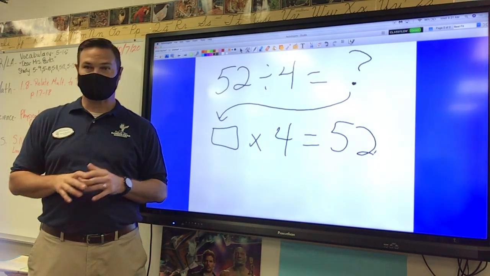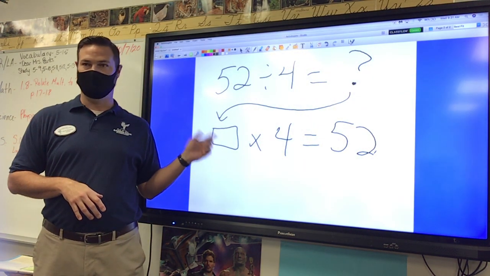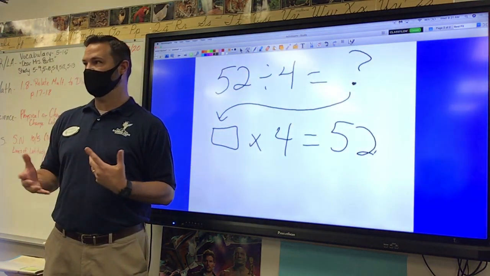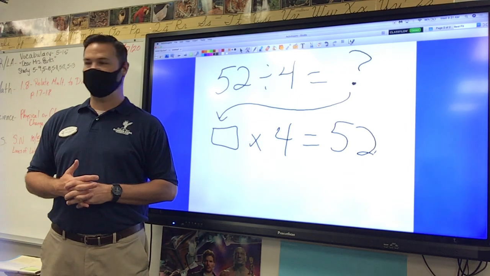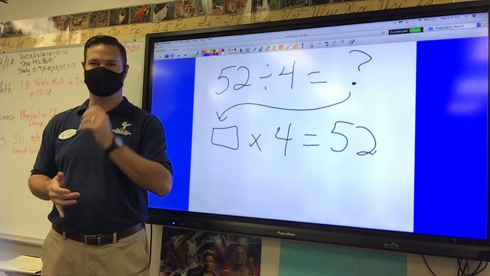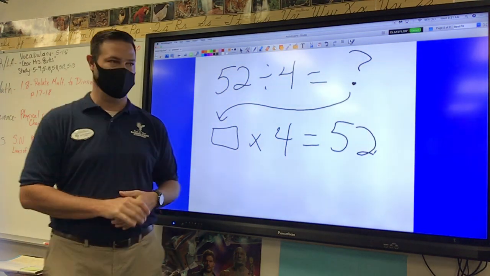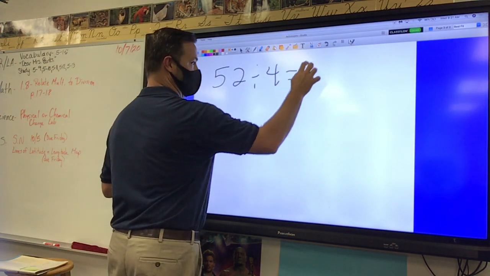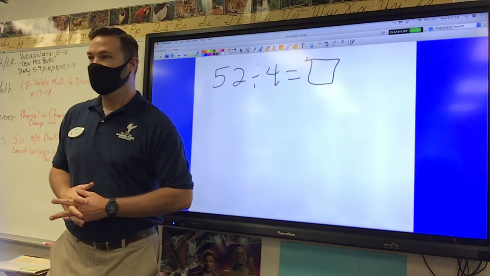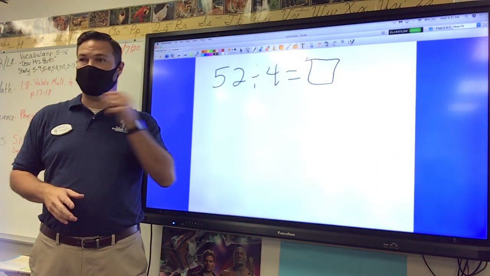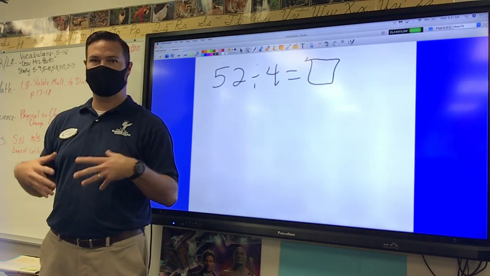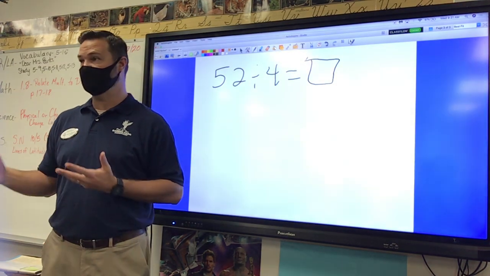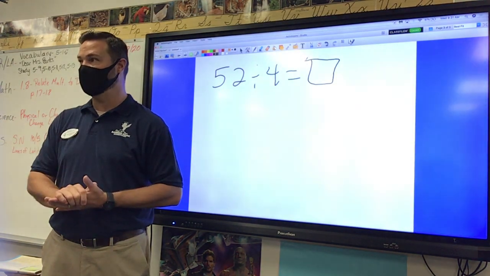Here's the problem. Do I just start guessing here? 1 times 4, 2 times 4, 3 times 4, 4 times 4, until I am able to figure it out? No, because we're dealing with big numbers. So let me show you a trick today, okay? If I have 52 divided by 4 equals blank, right? 52 is how much I have total, right? So if I had 52 crayons and I'm dividing them amongst 4 friends, how much does each friend have? That's what we're looking for, right?